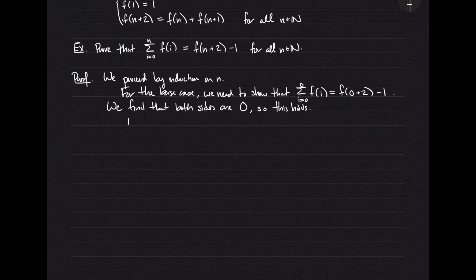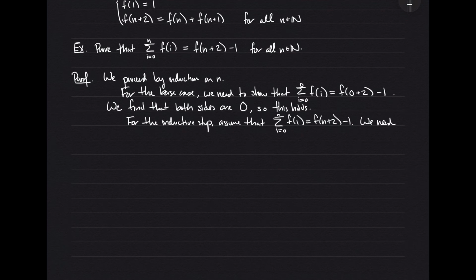Okay, now we have to do the inductive step. For the inductive step, we're going to assume that this formula holds. And then we want to show that the formula holds when we plug in n plus 1 for n. We need to show that this formula holds: f of n plus 1 plus 2 minus 1.